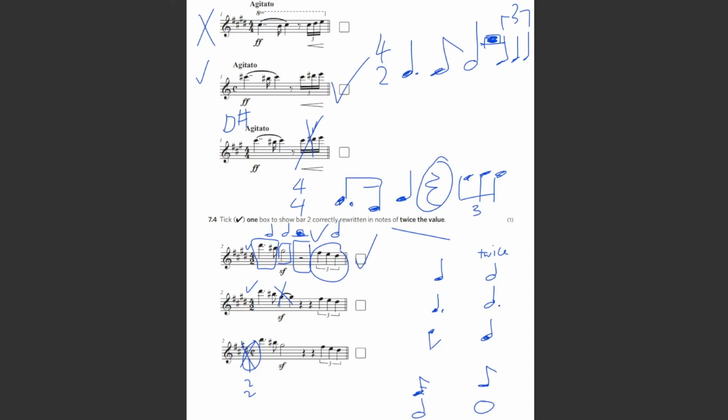Alright, so we have come to the end of the grade 4 sample paper.